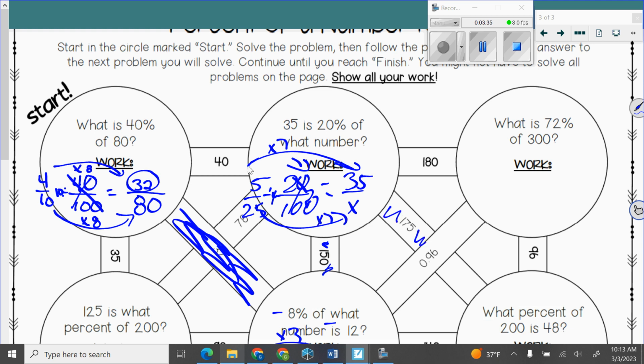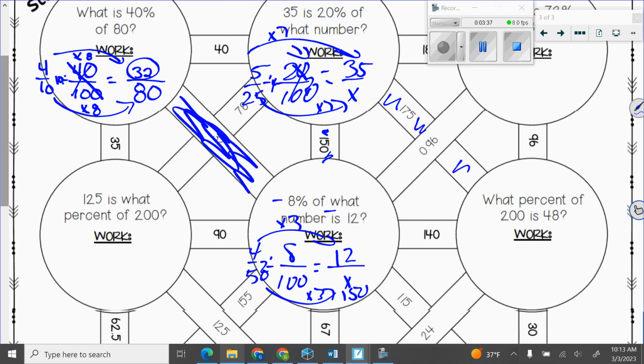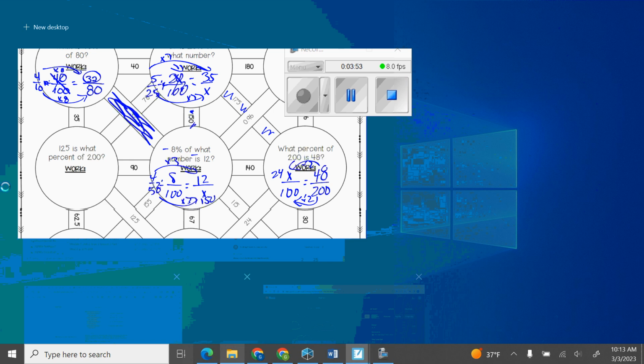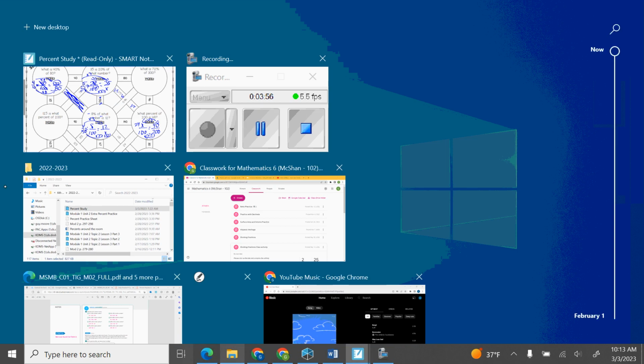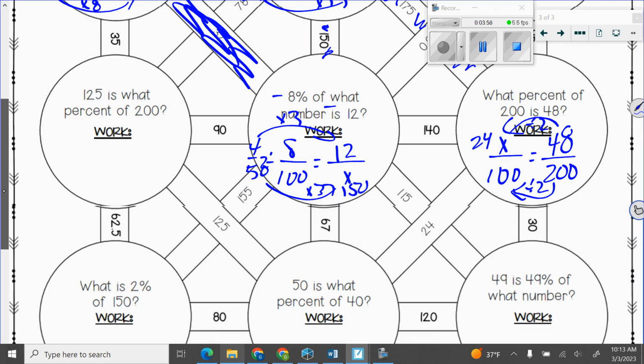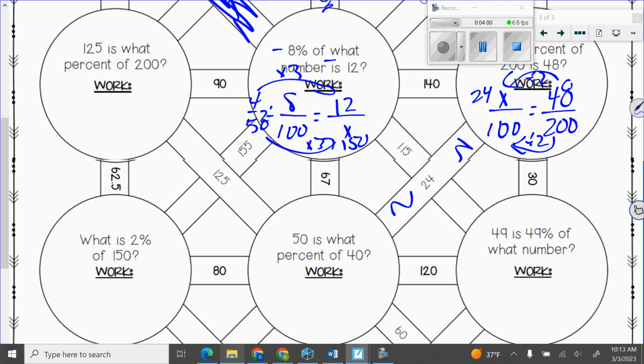Coming down. Starting with our baseline. What percent? I don't know. Of 200 is 48. So I'm actually going the other way. So I'm going to divide by 2. Gives me 24. 24 brings me... This is really doing well today. Okay, here we go. Come down 24.